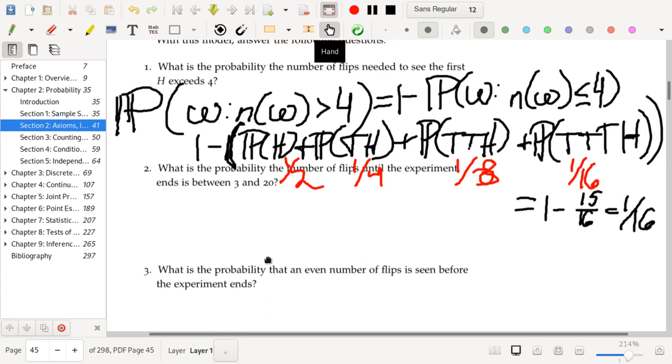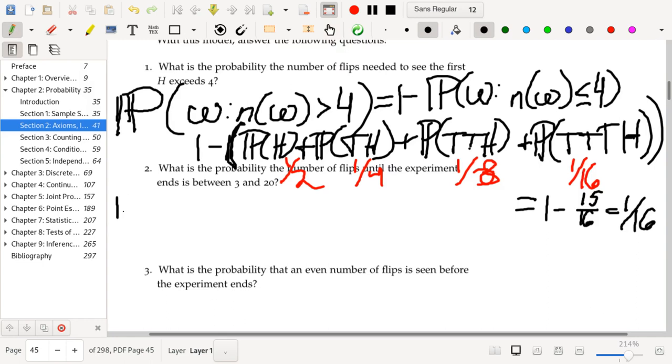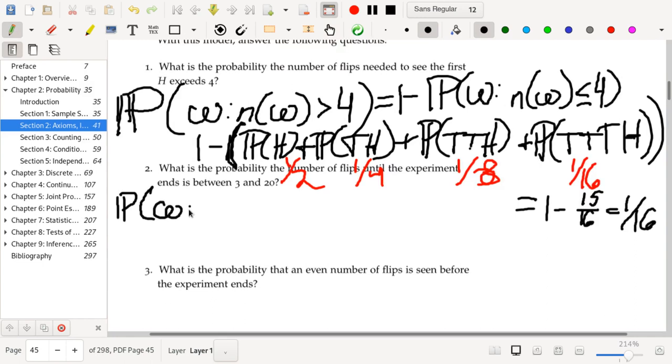This one is a little bit more painful. But actually, maybe we could use that trick. Well, let's see. What we could potentially do is say that the probability of observing a sequence of flips such that the length of that sequence is less than 3. That's going to be the sequences where the length is 1 or 2. So that's heads or tails heads, and that's going to be 1/2 plus 1/4, which is 3/4.